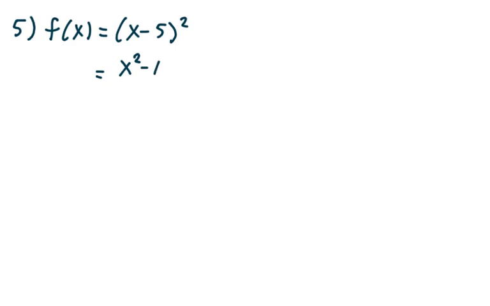Let's take a look at example 5. Suppose f of x is equal to x minus 5 raised to the second. So the first thing I want to do is square this out. And when I do, I get x squared minus 10x plus 25. And I want to find capital F of x.